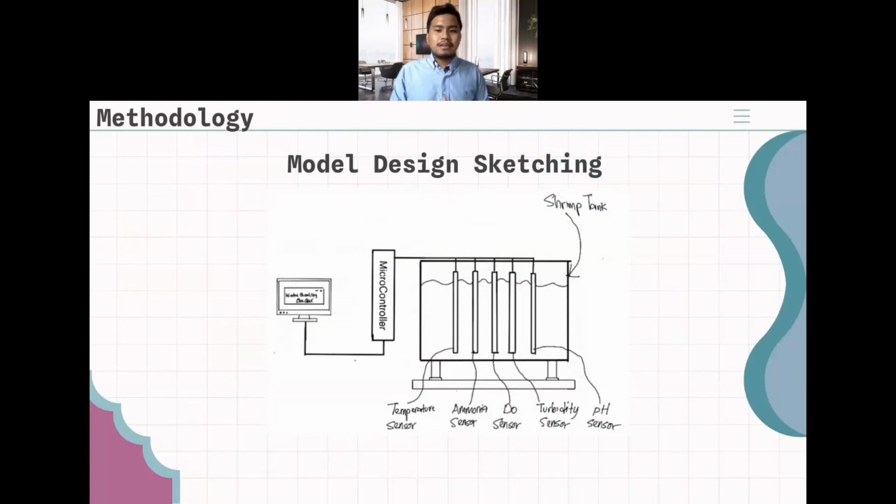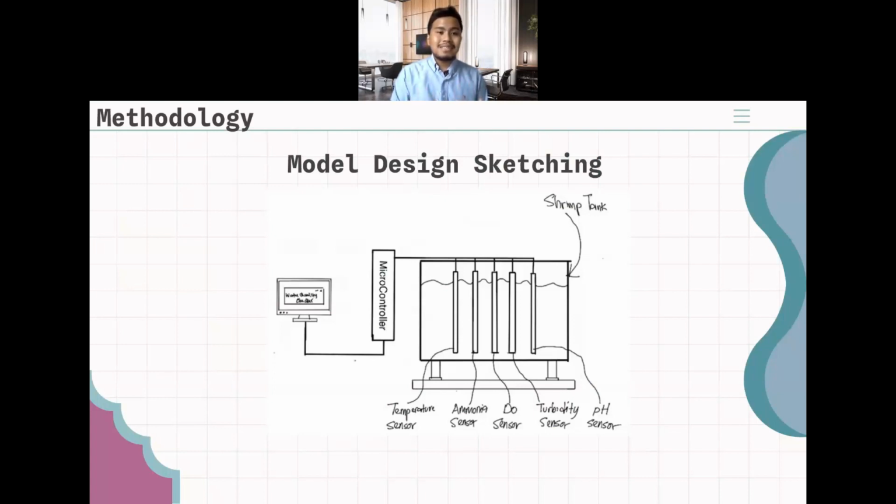So the last slide for methodology is about model design sketching. This design sketching figure shows how the proposed system fully works. The system consists of sensors, microcontroller, display module, and other components working together to provide real-time data and facilitate necessary action. At the core of the system are the sensors, strategically placed within the shrimp tank. The sensors include pH sensor, temperature sensor, ammonia sensor, turbidity sensor, and dissolved oxygen sensor.